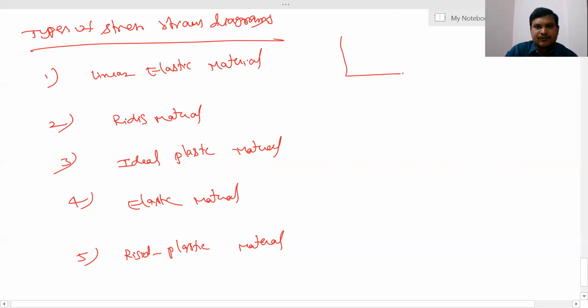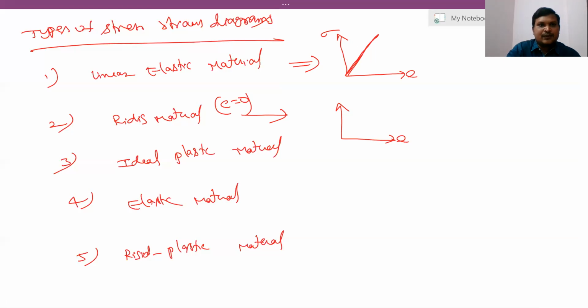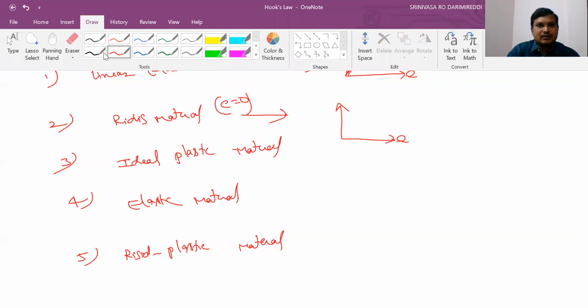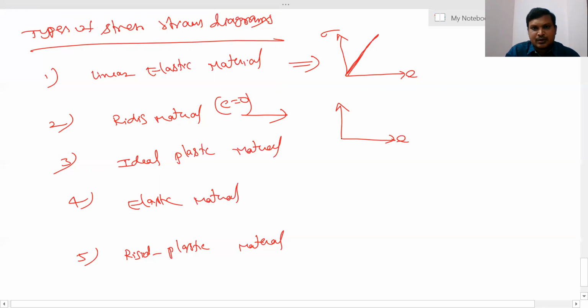The first one is a linear elastic material. As seen in our common stress strain diagram, this is a linear elastic material, so the material will change its dimension linearly. This is the linear elastic stress strain diagram. For rigid material, rigidity means there is no deformation, so for rigidity E is equal to 0. E equal to 0 means there is no deformation along the x-axis. Is it clear? The stress is only there, there is no strain. This is a rigid material.